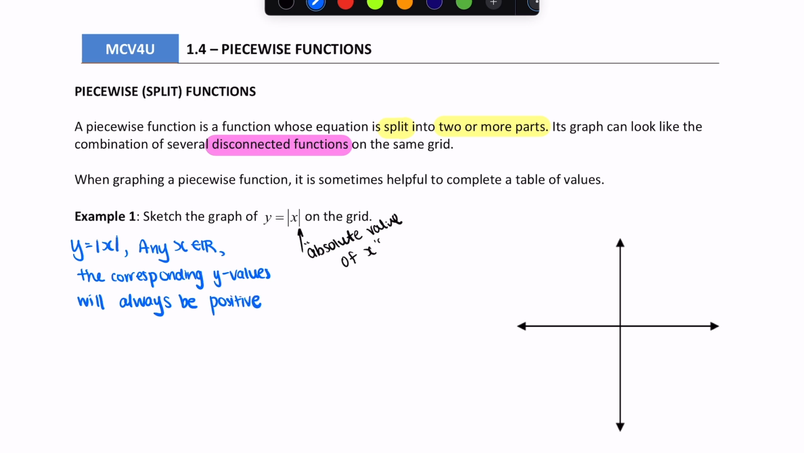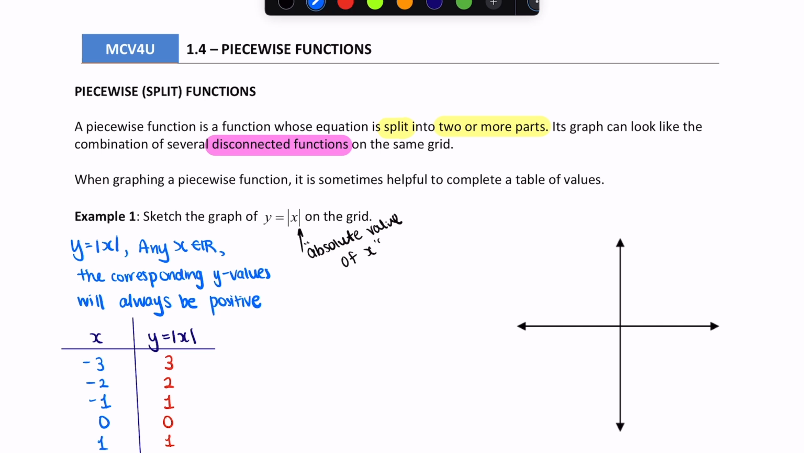Okay, so here, let's take a look at our table of values. We'll draw a table of values right here, and we'll have our x values and our y values, which are the absolute value of x. So we'll go from -3 to +3. Any x value, the corresponding y values will always be positive. So for -3, we will have +3. For -2, we'll have +2. For -1, we'll have +1, 0, and then 1, 2, and 3.